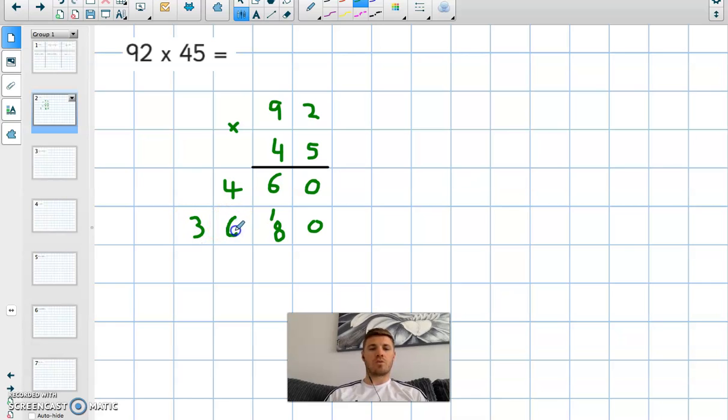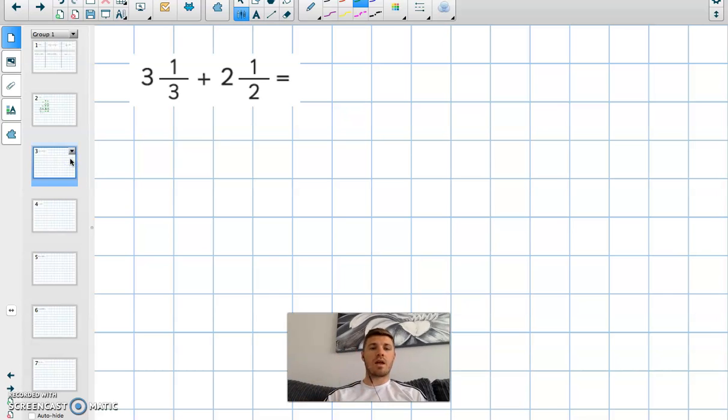Okay, so my job isn't done quite yet. What I need to do is add those 2 numbers together, and that will give me my answer. So 0 plus 0 is 0, 6 plus 8 is 14. Carry the 1 over, 4 plus 6 is 10, plus the 1 is 11. Carry the 1 over, and then 3 plus the 1 that you carried is 4. So 4,140 is your answer.